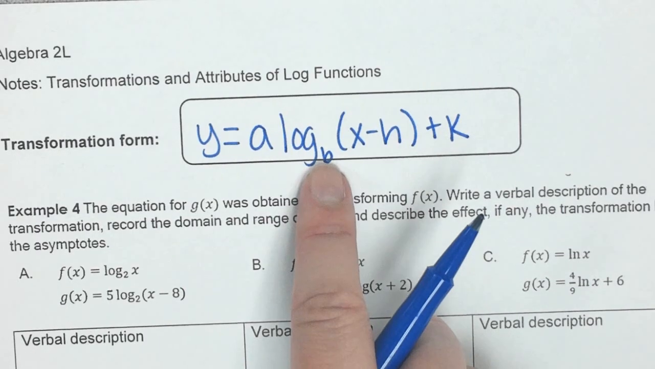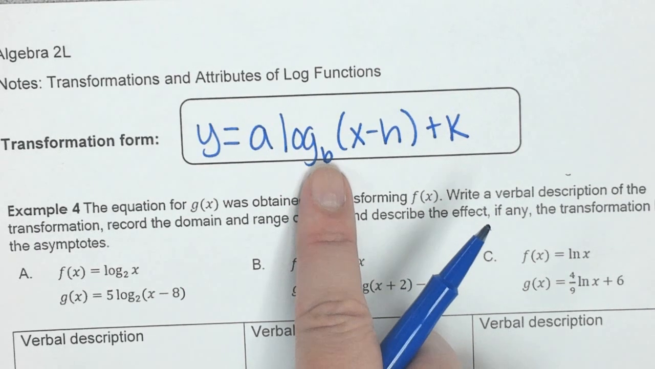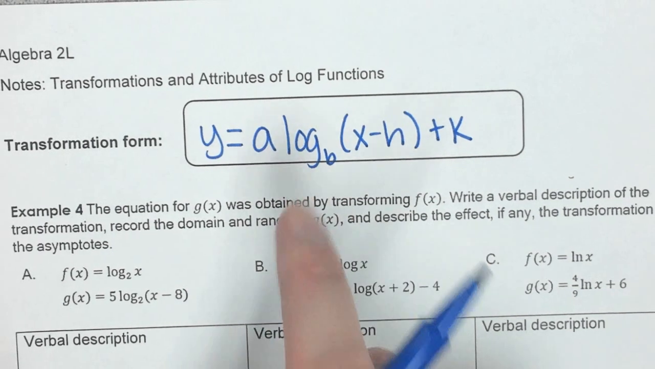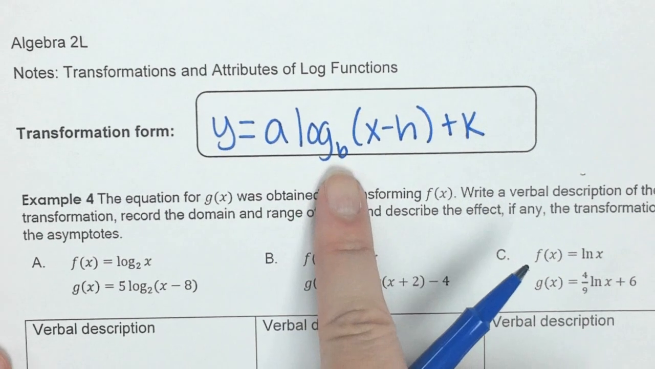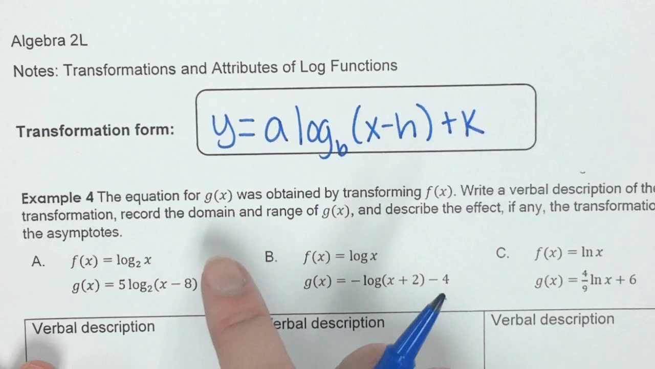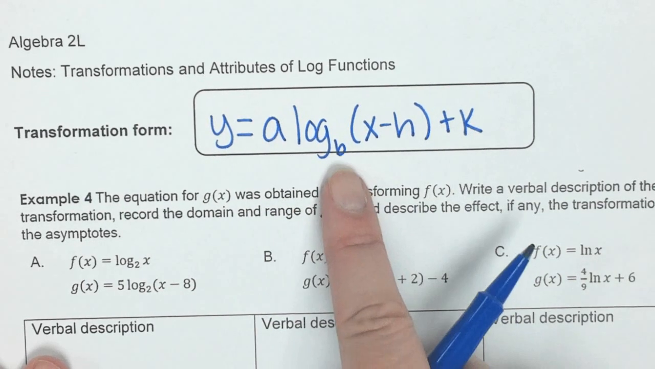Log base B just means the base of our log can change, right? We can have anything for our base as long as it's bigger than 1 and positive. We specifically are focusing on base 2, base 10, and base E, right?